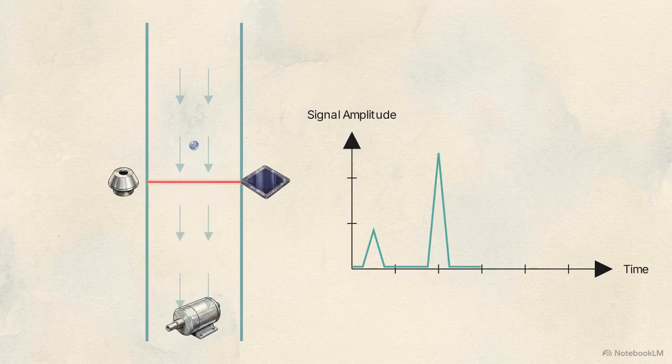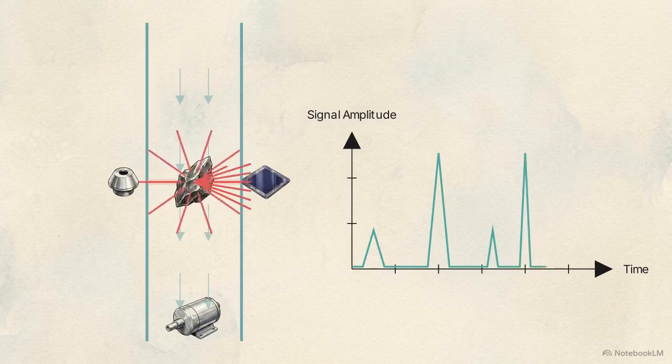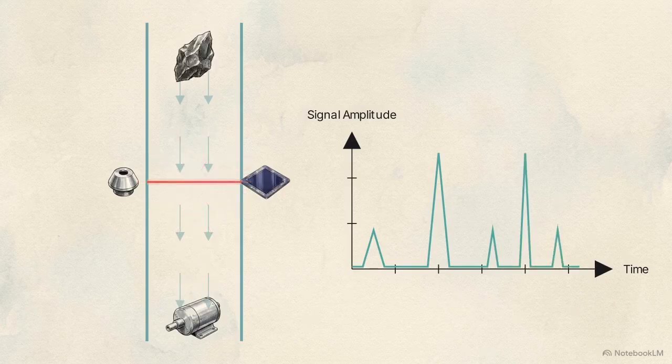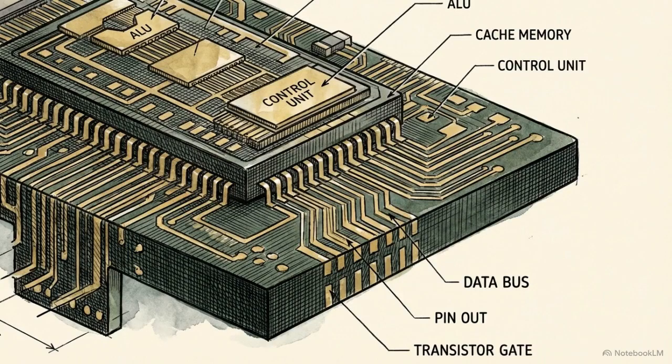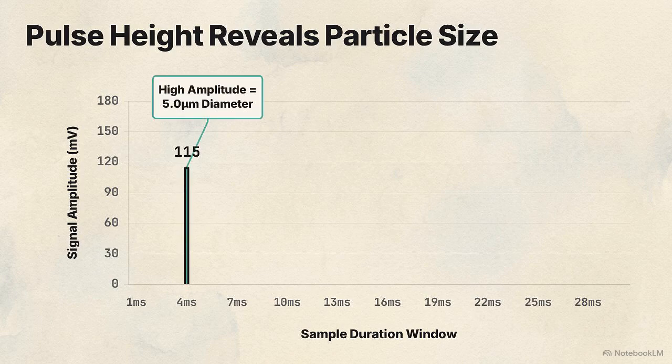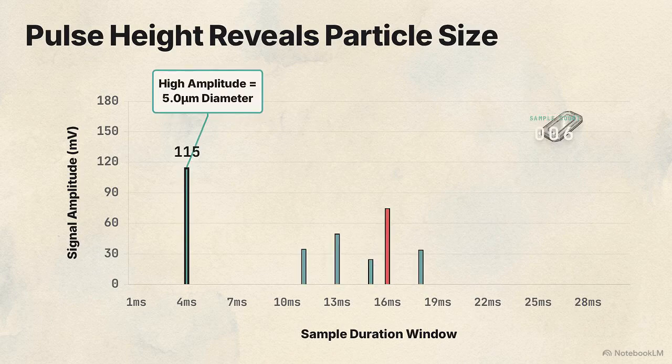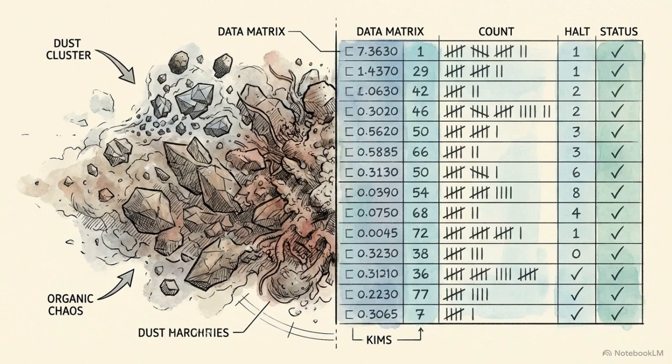Conversely, when a large particle intersects the laser, it creates a bright flash, generating a much taller electrical pulse on that same graph. The machine's processor translates these pulses continuously. The height of the pulse dictates the specific size of the particle, and the total number of pulses dictates the particle count. This high-speed light scattering process transforms invisible biological threats into measurable diagnostic data.